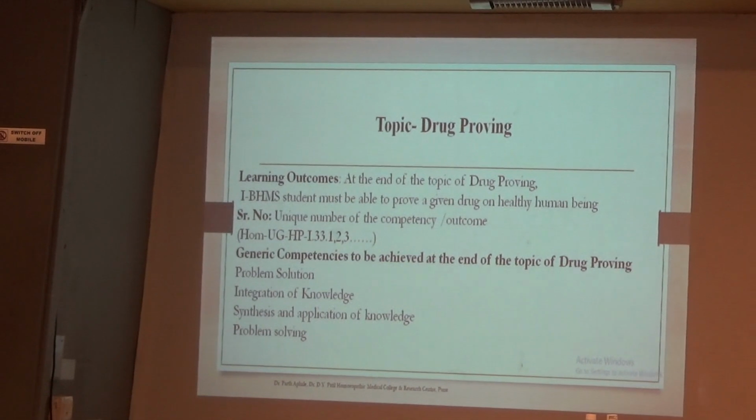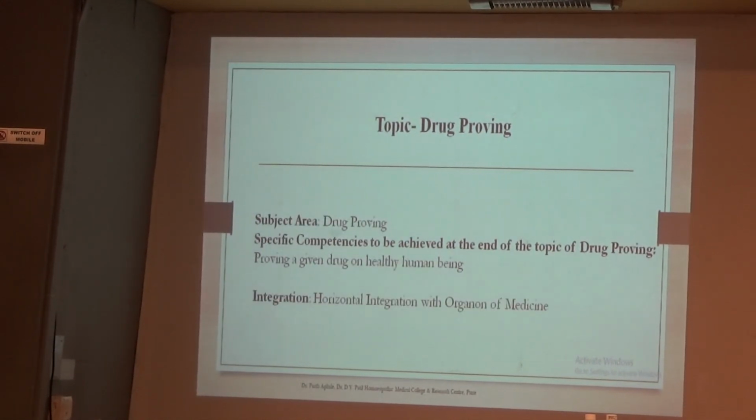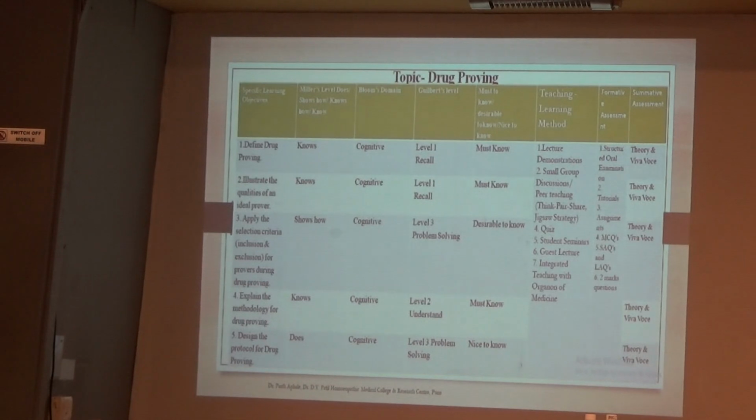Then you must know the domain: cognitive, psychomotor, affective. And whether it is must know, desirable to know, or nice to know, and whether it falls in Miller's level 1, 2, 3 of each domain. The subject area will be drug proving, with integration again with Organon of Medicine. For example: define drug proving, illustrate the qualities of an ideal prover, apply.